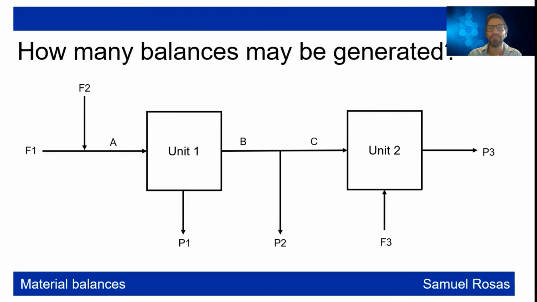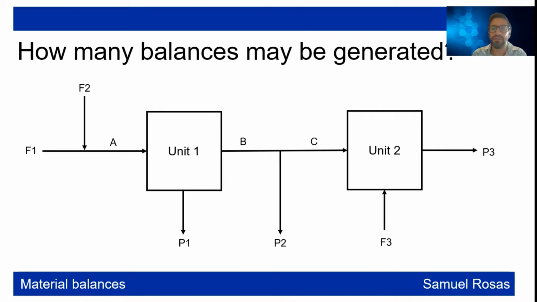Now, how many processes can be generated? Let's suppose that we have this system where you have one feed here and then another feed here, and both of them yield this A that goes into unit 1. We have product P1, and then this B you can separate to P2, and then C you input into unit 2 with an F3, and then it yields P3. That's any given process, right?